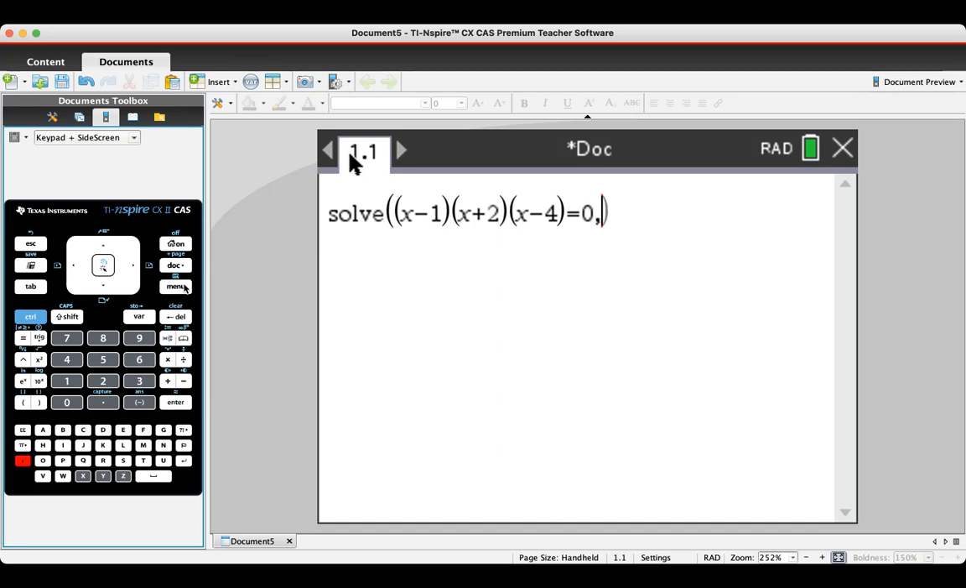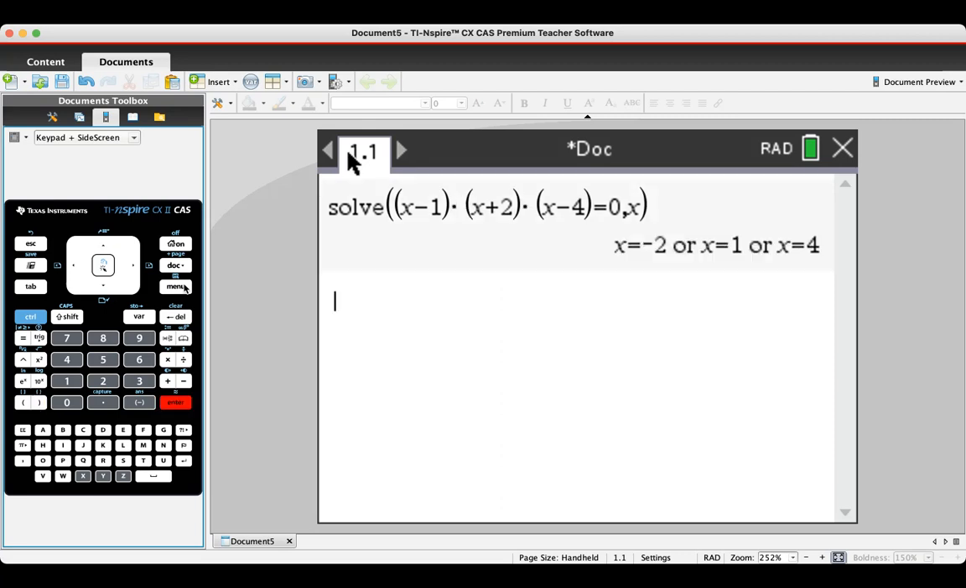Then I have to say, with respect to what variable do you want me to solve it? I know it's only got one, but you still need to tell it. So with respect to x, press return, and then you've got your 3 solutions there. X equals -2, that's from that one. X equals 1, and x equals 4. Notice it puts it in numerical order from least to greatest.